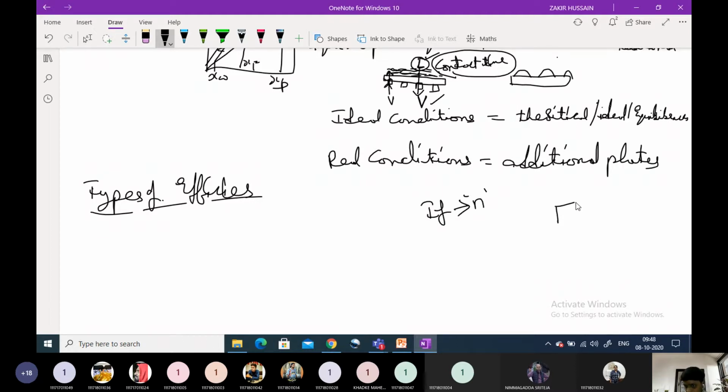Because the major role of these n plates is to provide an intimate contact between the vapors which are rising from the bottom to top and the liquid which is coming from the top to bottom. Under the ideal conditions, we are assuming this intimate contact to be ideal, and these two phases, liquid and vapor, will reach equilibrium.